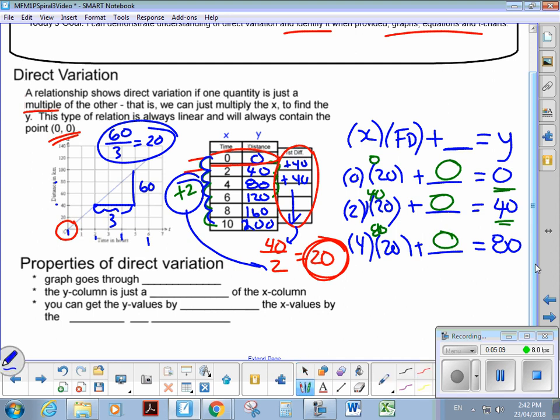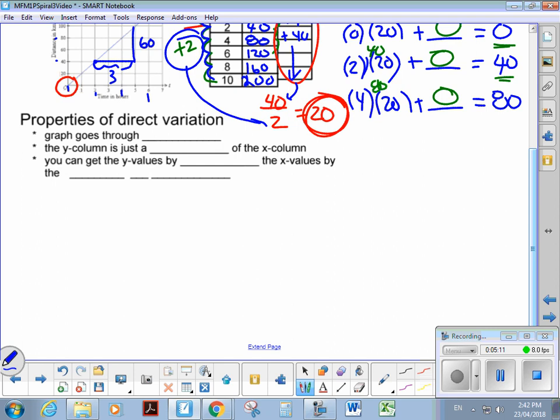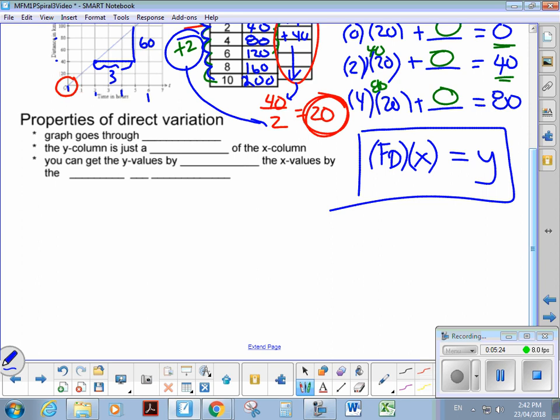So the equation, or the formula, so to speak, is first difference times x equals the y value. That ends up being our general formula. So filling in some blanks. Properties of a direct variation. Direct variation goes through 0, 0. It goes through the origin every time. 100% of the time, all of the time.